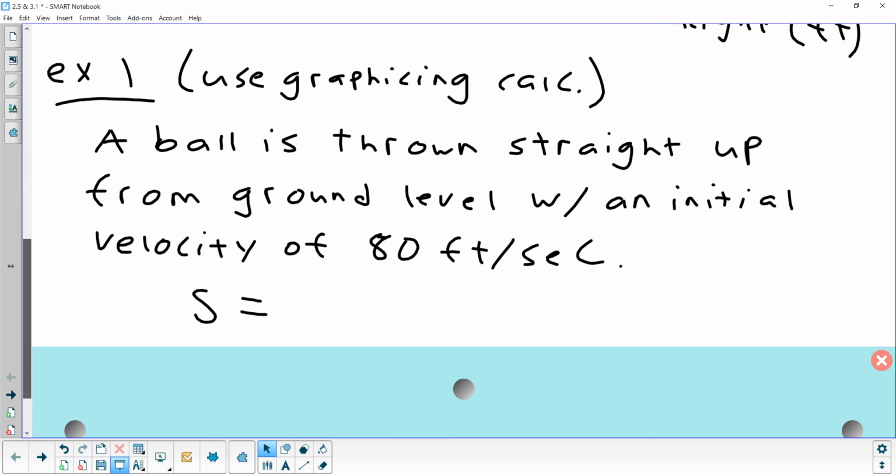S equals, and what comes right on the other side of the equal sign? This would never change, no matter what problem, what the initial data is. Negative 16, and what comes after that? T squared. So that's always your first term, negative 16t squared, plus v sub 0 t. What's v sub 0 in this case? 80. So 80t, plus s sub 0. S sub 0 is the initial height. What's my initial height here? Well, what does it tell us the starting height of the ball is? Ground level. So 0, and we don't even have to put plus 0. So there's my equation that represents the height.